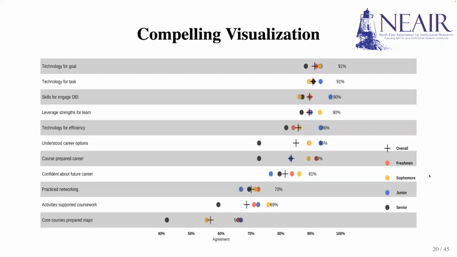Now, let's move on to another important component of a survey report, visualization. In this case, I created a scatter plot to illustrate the percentage of agreement for each survey question among all respondents, and also segmented it by their class level. Let's walk through the codes used to generate this visualization.